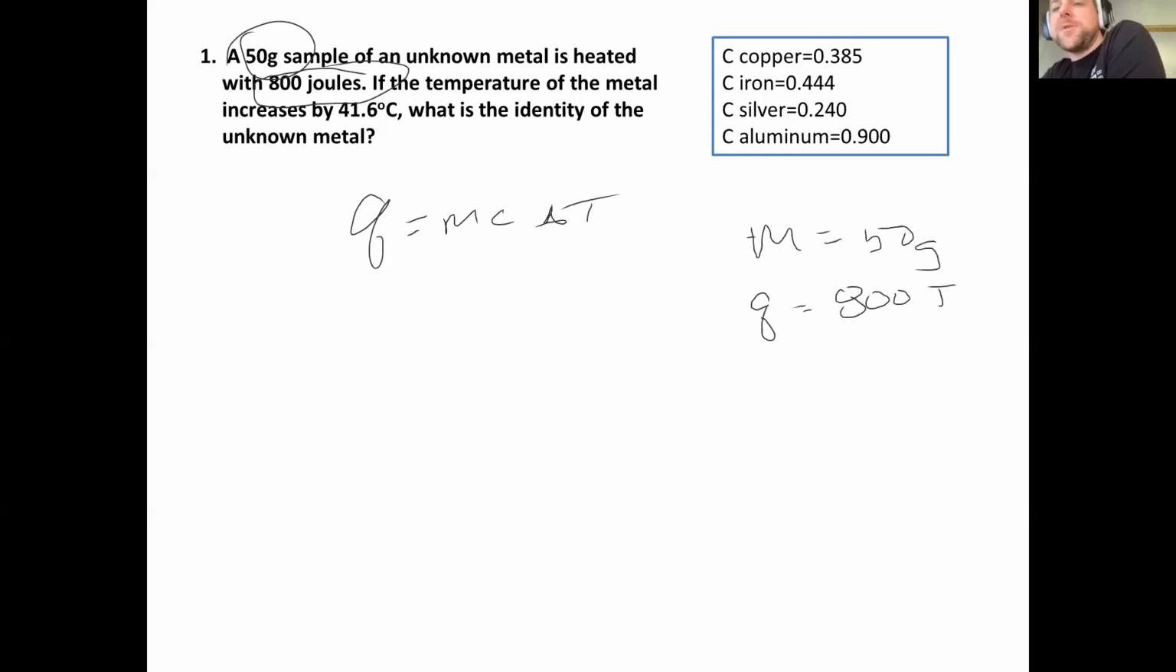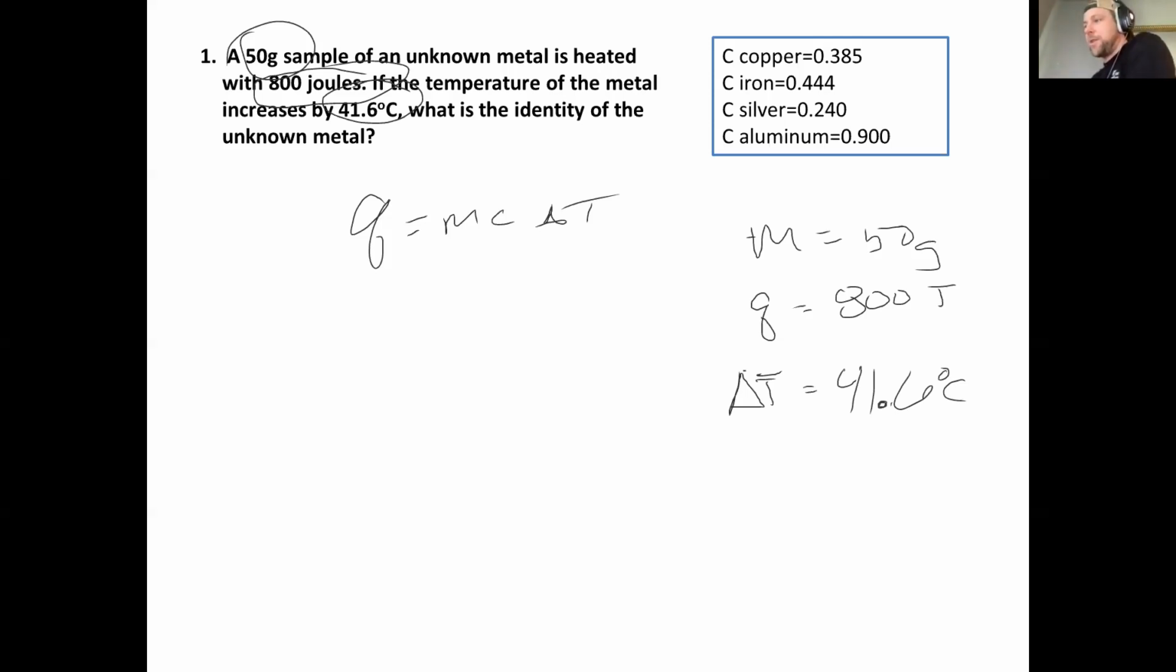And then the temperature of the metal increases by 41.6 degrees. Now there's only one temperature given, and so that's considered the change in temperature. Sometimes we have a final temperature and initial temperature that we have to deal with, but in this case the overall delta T is 41.6 degrees. What is the identity of the unknown metal?